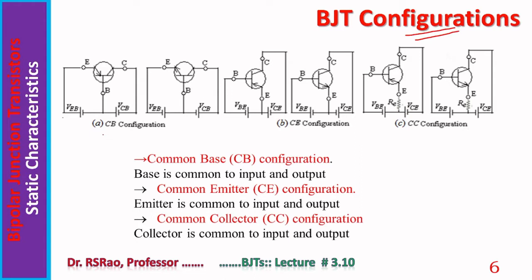Here are shown CB configuration in A, CE configuration in B, CC configuration in C. In A, first one is PNP transistor, second one is NPN. In B also, first one is PNP, second one is NPN. In C also, first one is PNP, second one is NPN. Notice in all these cases, in A, in B, and in C, the transistor is in active mode of operation. Emitter junction is under forward biased condition. Collector junction is under reverse biased condition.